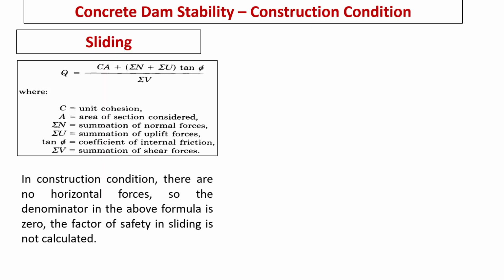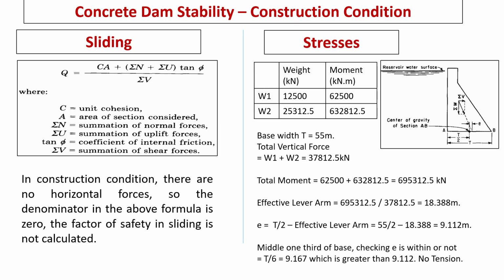After completing the weight and moments, then we have to work out stability in sliding and stresses. As already explained, the formula for sliding. Since the condition is construction condition, there are no horizontal forces. So the denominator in the formula is 0, hence there is no risk of sliding stability. Now we will see the stresses.